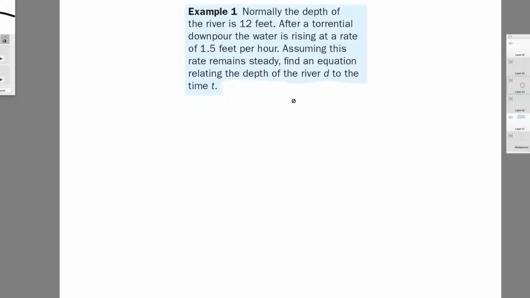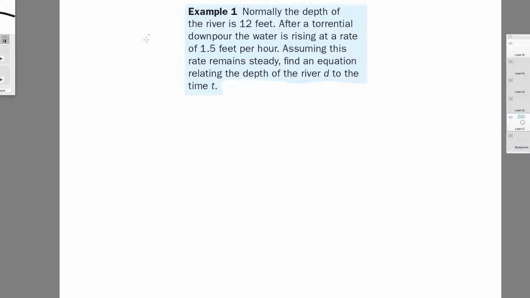Normally the depth of the river is 12 feet. After a torrential downpour, the water is rising at a rate of 1.5 feet per hour. That's a rate, right? That's our slope. Assuming this rate remains steady, find an equation relating the depth of the river d to the time. Time is typically our x-axis. It's the independent variable. The dependent variable is d. And we know a few things about this particular problem: the rate of rise, and where it normally is.